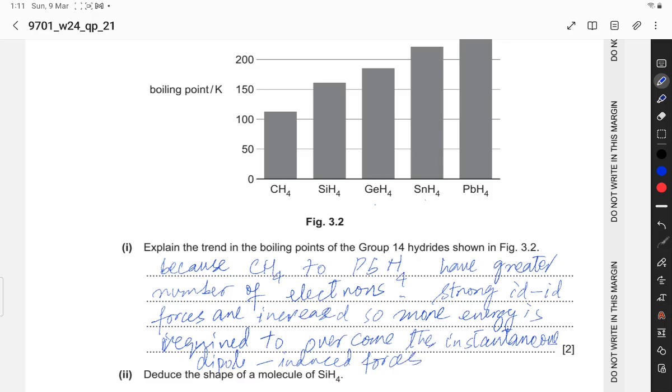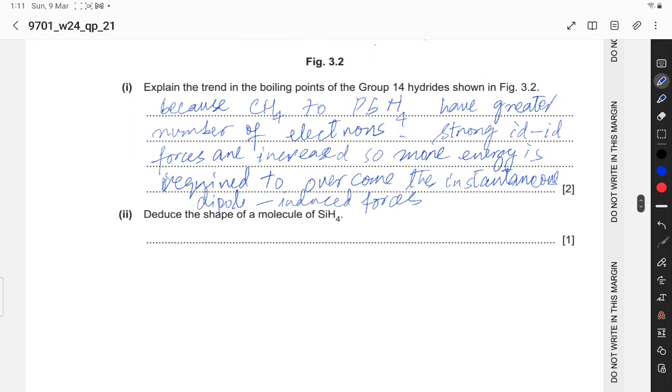Deduce the shape of silicon tetrahydride. This is tetrahedral shape, because silicon is bonded to four H like this, so this is tetrahedral shape.